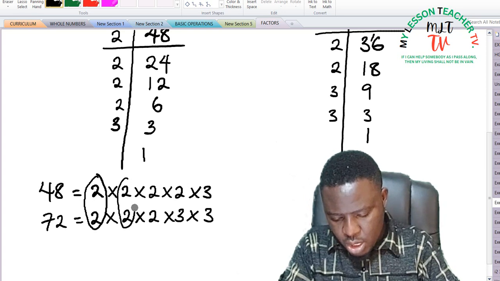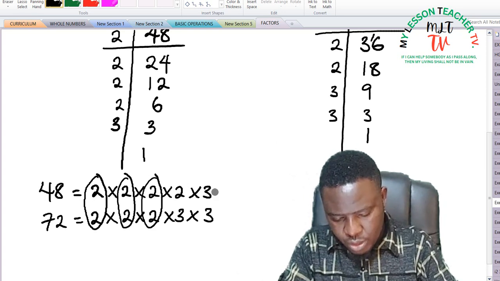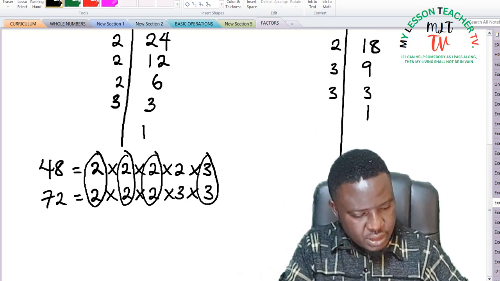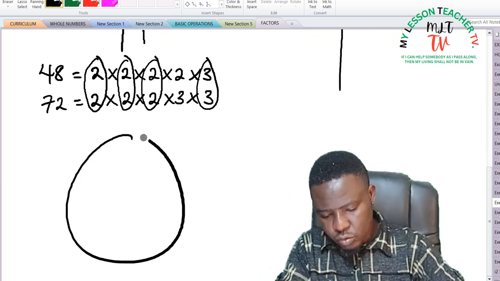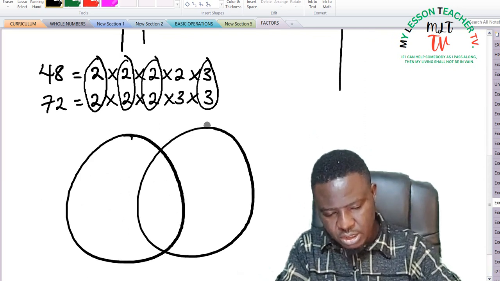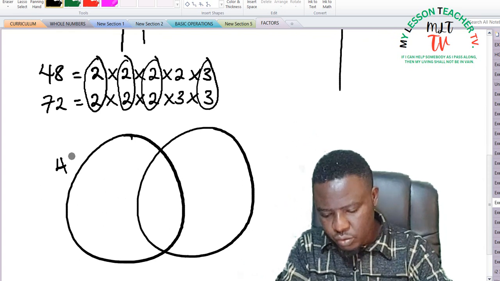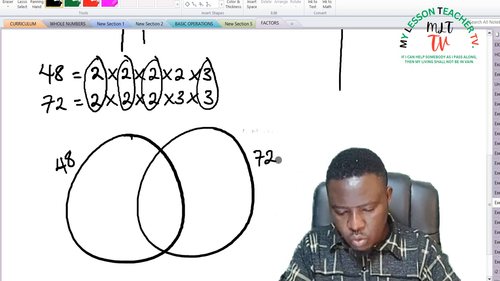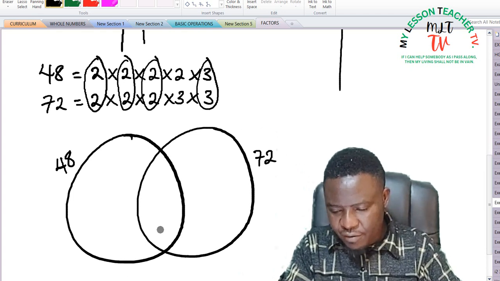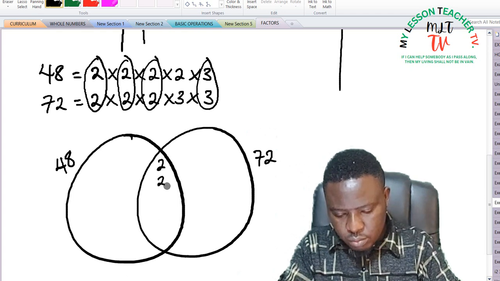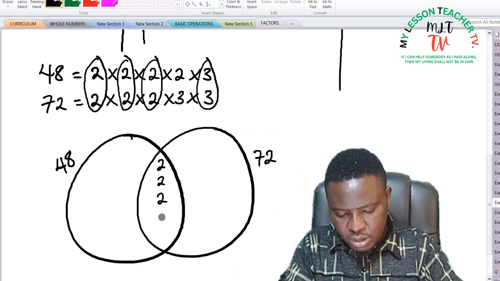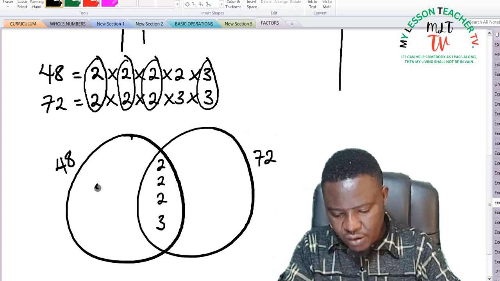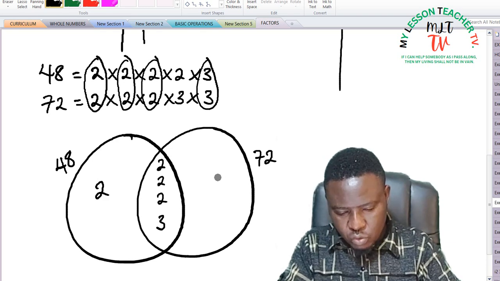Then we look at the common factors. 2 is common, another 2 is common, and 2 is common again, and 3 is common. So expressing this using diagrams, we have this and an intersection. So this will house factors of 48, and this will do same for 72. So let's look at the intersection where we have factors that are common. We have 2 appearing 3 times and 3 appearing once. Then under factors of 48, we have 2, and under 72, we have 3.